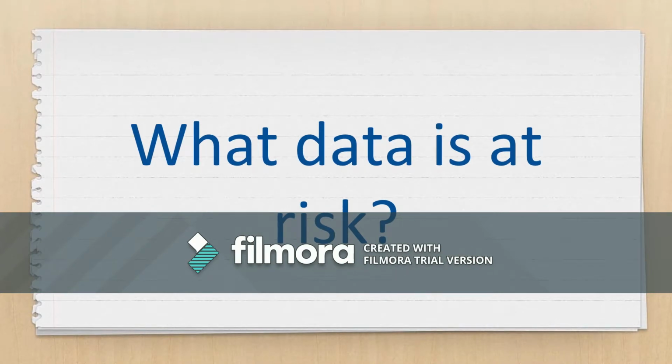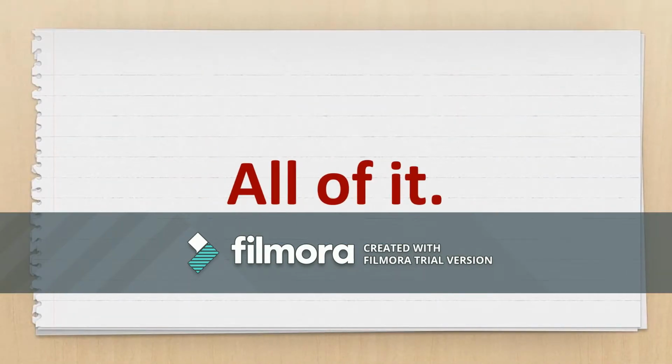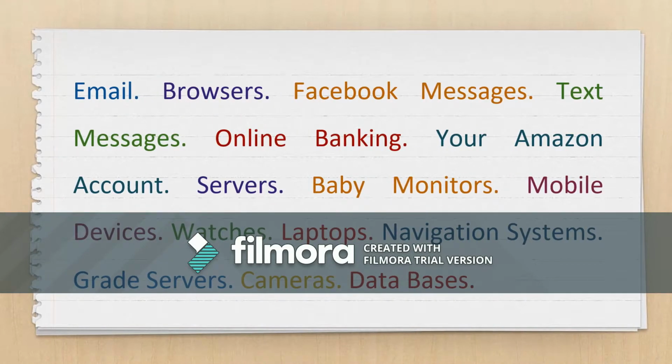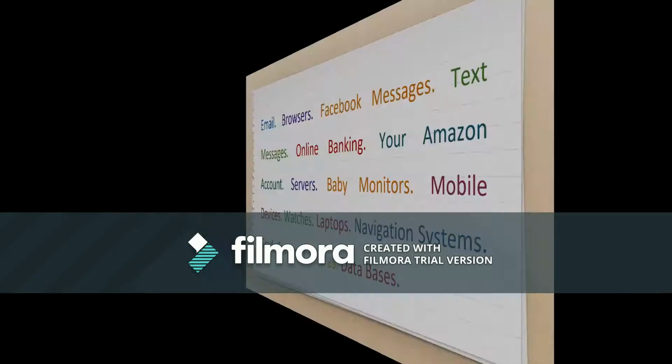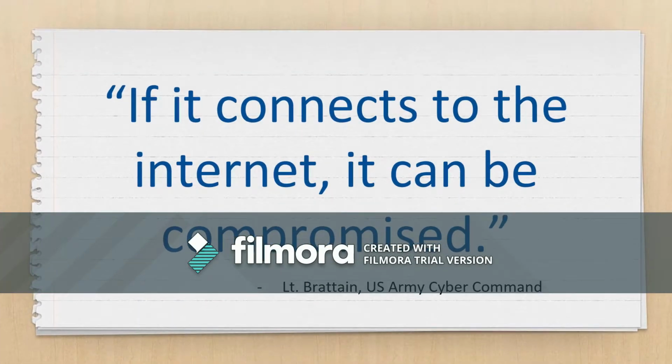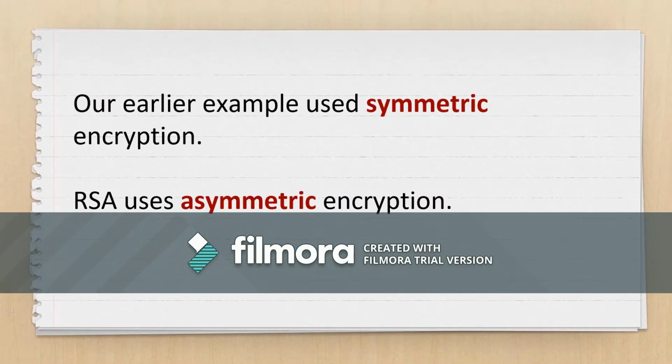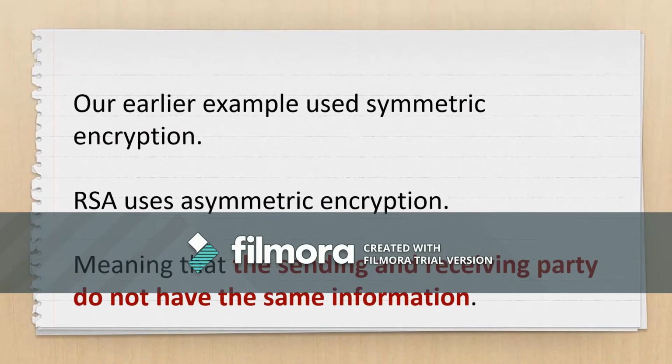What data is at risk? All of it. Here are just a few examples: emails, banking, laptops. If it connects to the internet, it can be compromised, said Lieutenant Bratton, U.S. Army Cyber Command. The earlier slides use symmetric encryption, however, RSA uses asymmetric encryption. This means that the sending and receiving party will not have the same information.